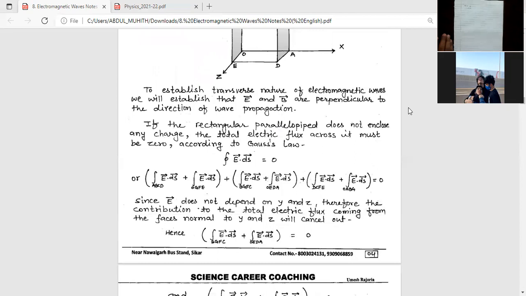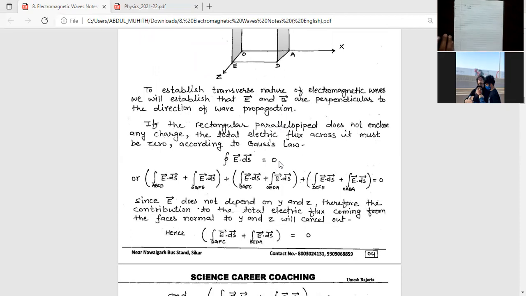Now here he says, according to the Gauss law of electrostatics, closed integral E dot ds is q by epsilon 0. So if the rectangular parallelepiped does not enclose any charge, the total electric flux is how much? Because q is equal to 0, q by epsilon 0, the total value will become 0.